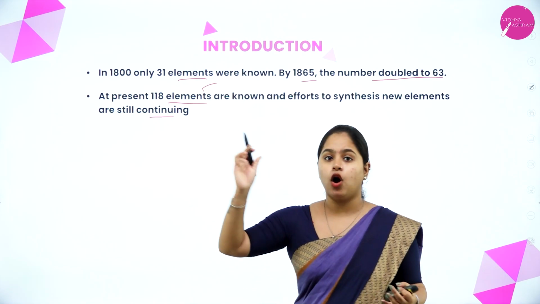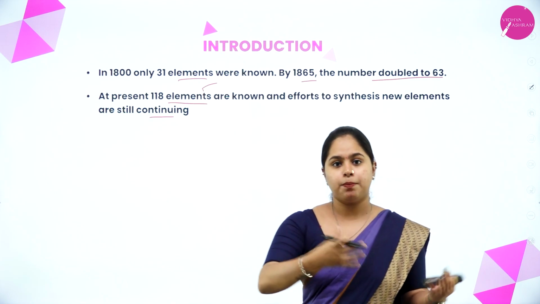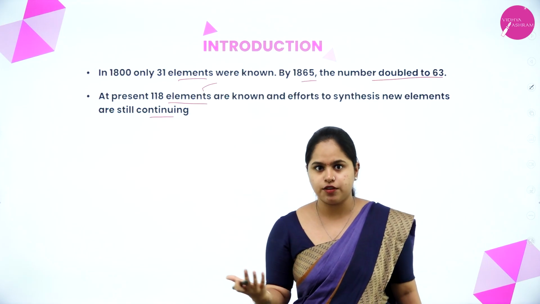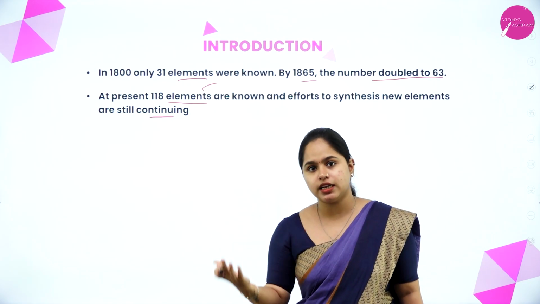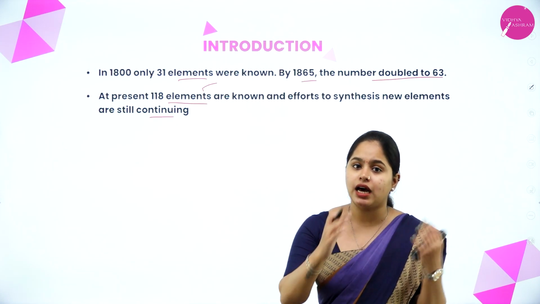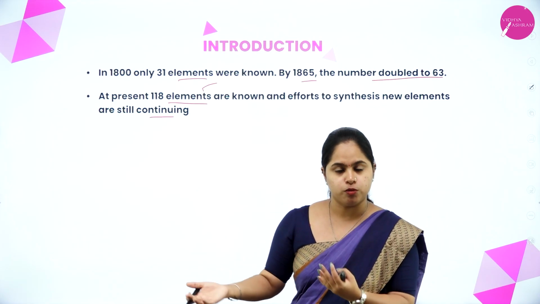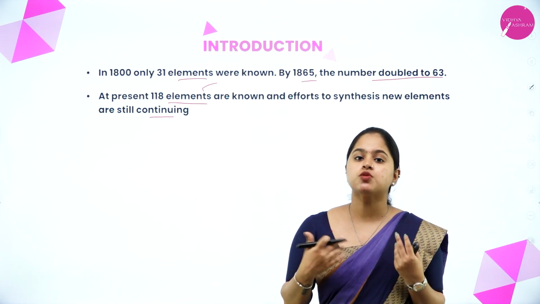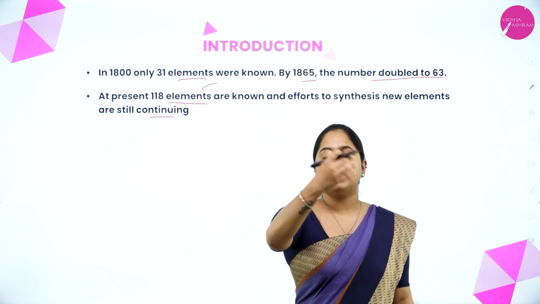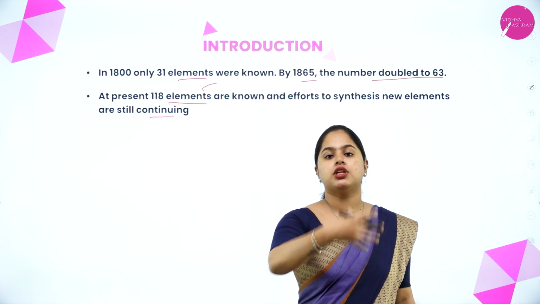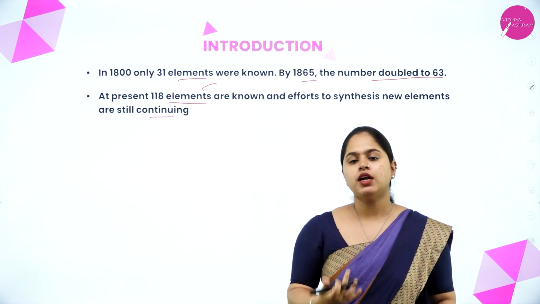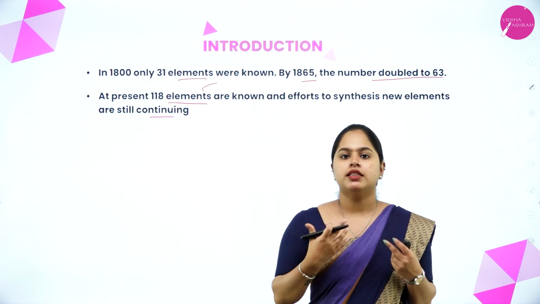So rather than studying all these 118 elements separately, where the properties of one element are this, the second element is this, which is a difficult task, the scientists tried to develop a method in which they can classify elements into different groups so that the study of these elements would be easy. If we know the properties of one particular category, we can get information about the properties of all the elements which belong to that category. So that was the need to classify the elements.